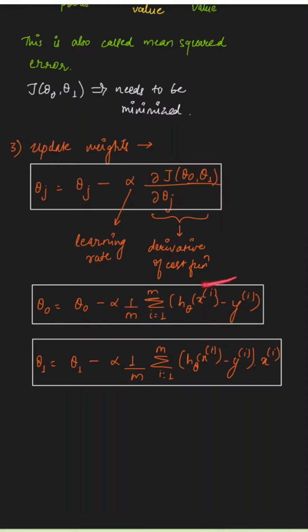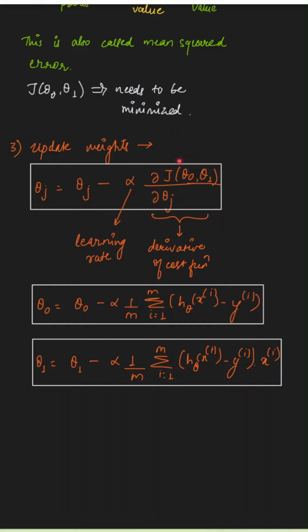So this value corresponds to that. Then we calculate theta 1, that is equal to theta 1 minus alpha into 1 upon m, summation of h theta of x of i minus y i, into x of i, and this is the derivative of J theta 0, theta 1 with respect to theta 1.